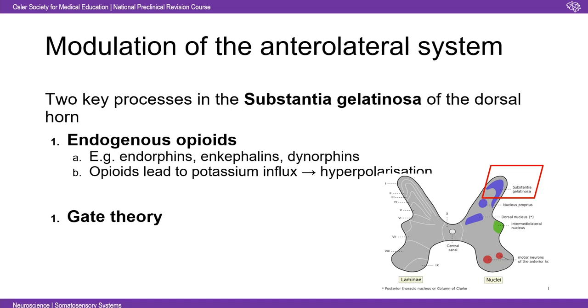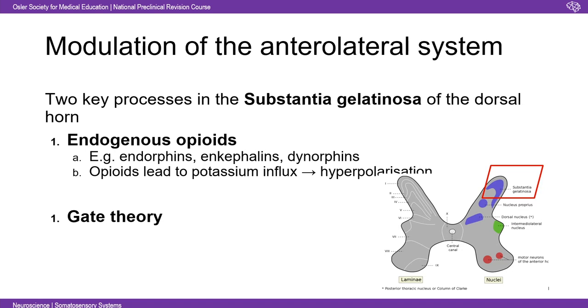So both of these occur really in the substantia gelatinosa, which we discussed before, and it's just highlighted on the bottom of this slide. And there's two main ways this occurs. So the first is endogenous opioids. So endorphins, enkephalins, and dynorphins are all examples of these. You might know endorphins from going on a really long run or something like that. So essentially they act in this region, they cause potassium influx, and that hyperpolarizes the neuron, preventing it from firing.